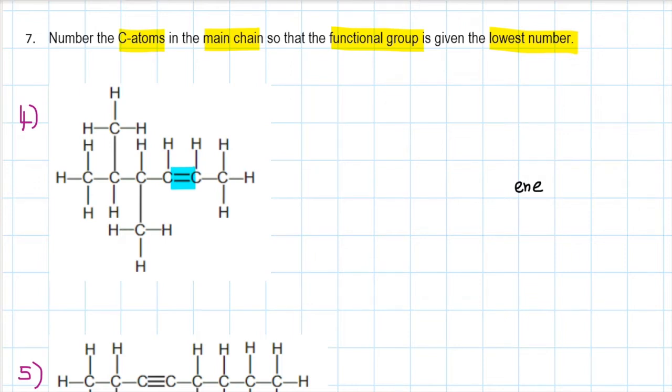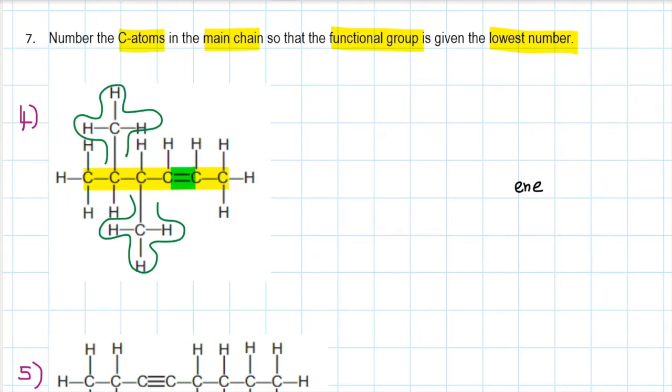We need to now identify the longest continuous chain, and it must contain the functional group. We can see that this is the longest continuous chain. Now, on this long continuous chain, we can see that there is a branch over here, and there's also a branch over here. Both of these branches contain only one carbon atom, and they are therefore methyl branches.